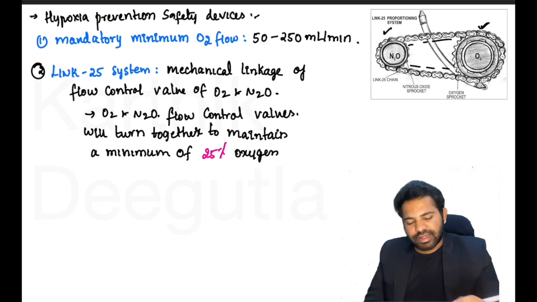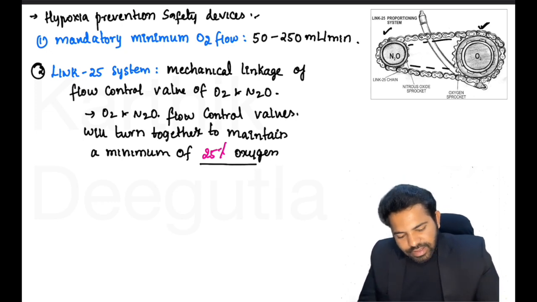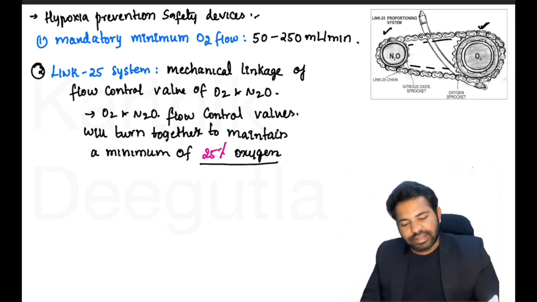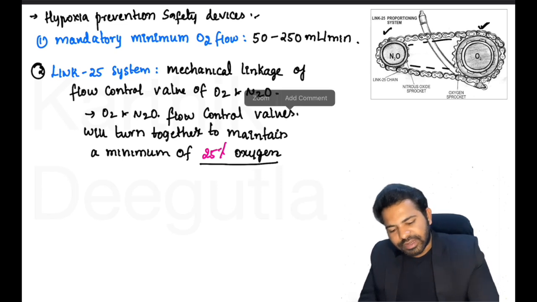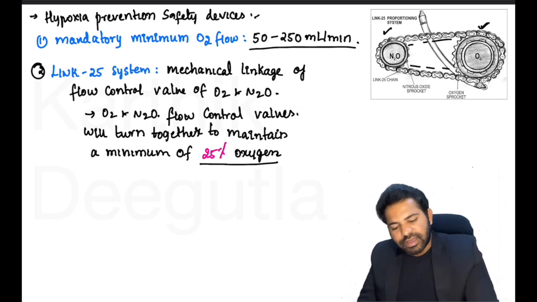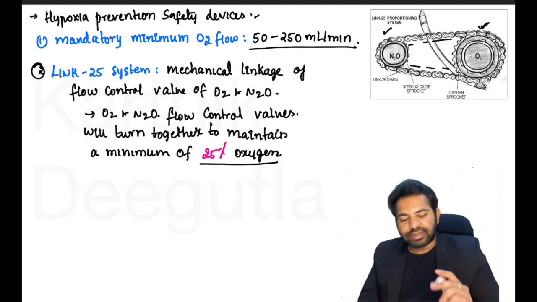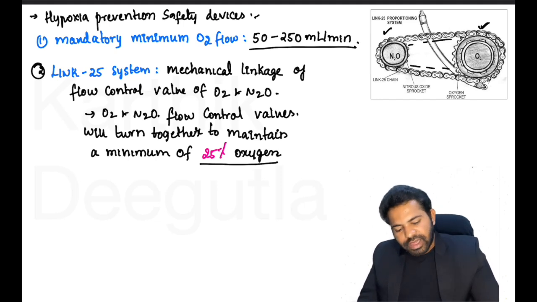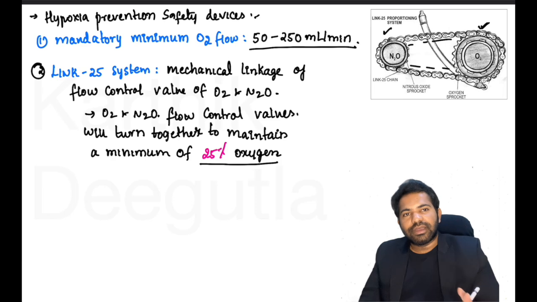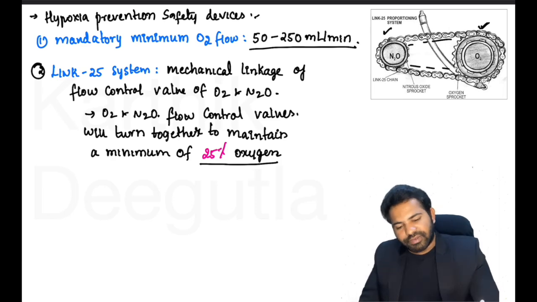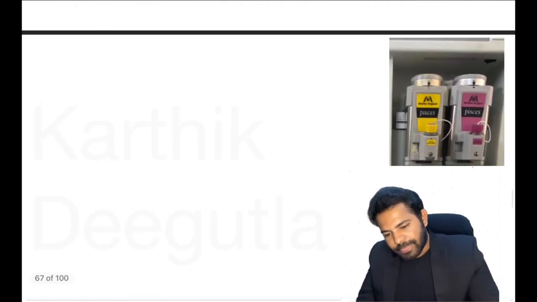This question can be asked in your examination. We are just not simply blabbering. These questions can be asked in your examination. So you have to stay focused. 50 to 250 ml per minute is the mandatory minimum oxygen flow, and 25% oxygen will be delivered by the link 25 system. Clear? Now let's move on.